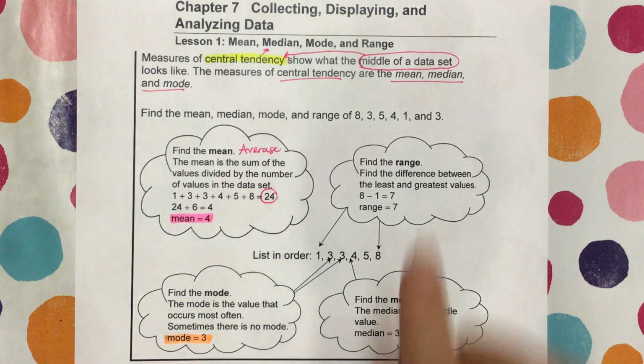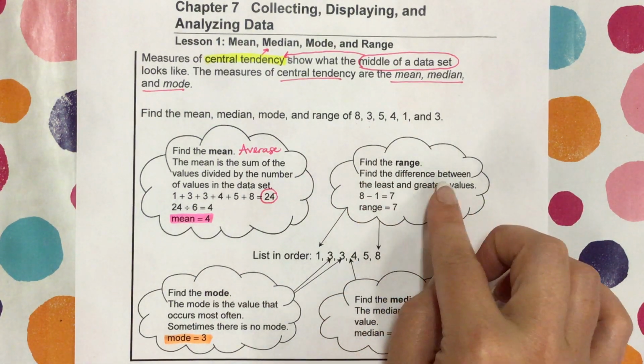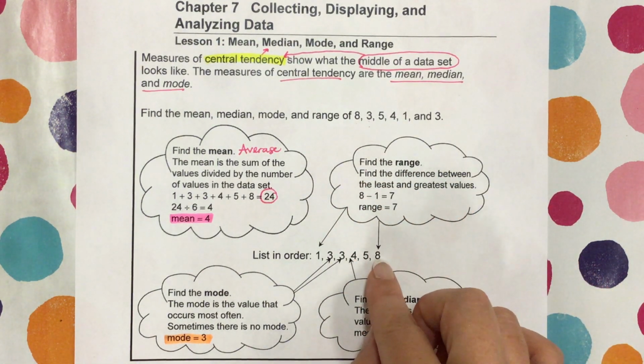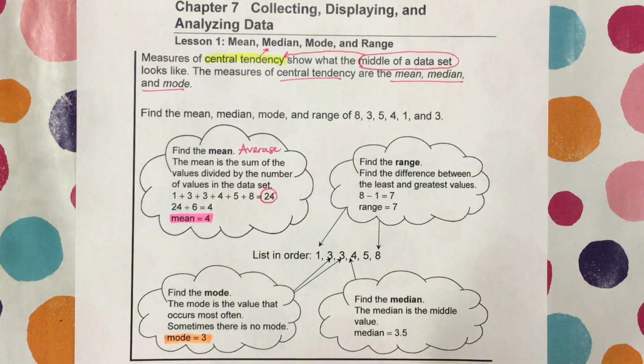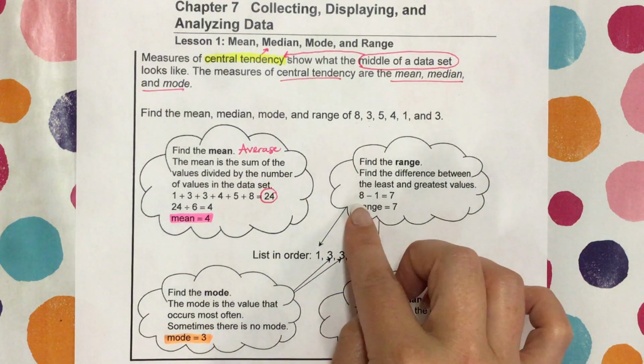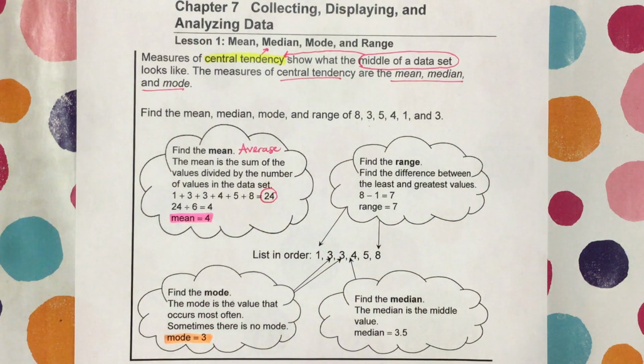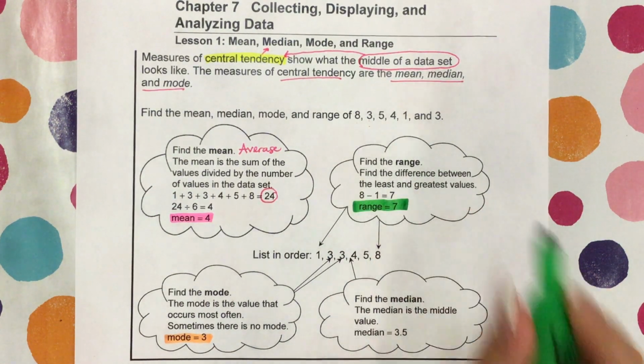Find the range. The range is the difference between the biggest number and the smallest number. Pretty easy. You go 8 minus 1, which equals 7. So the range for this problem is 7.